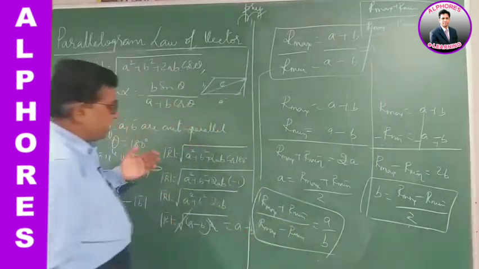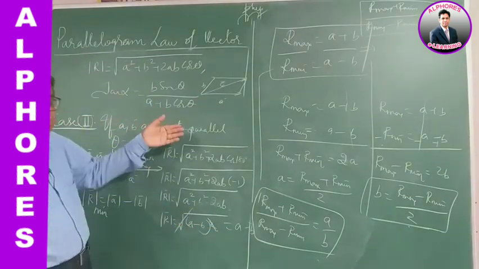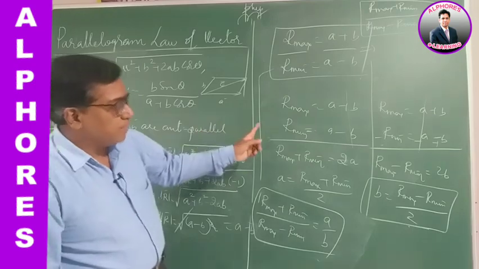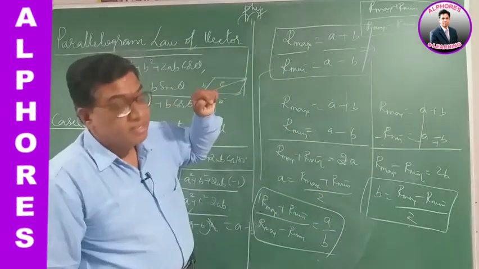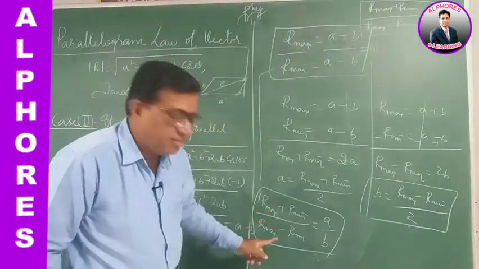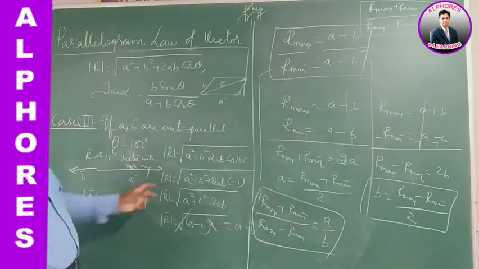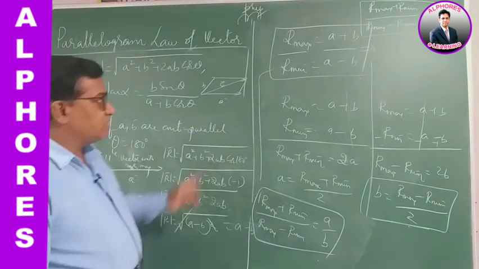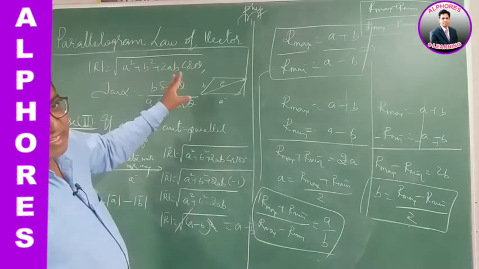So from these two cases, what are the things you can infer? If he gives you the maximum resultant and minimum resultant, he may ask you to find what A and B are, or what the ratio of R max to R min is. If the ratio of R max to R min is given, then what is the ratio of A and B? This way he is going to ask you various questions. This is the second case of the parallelogram law of vectors.